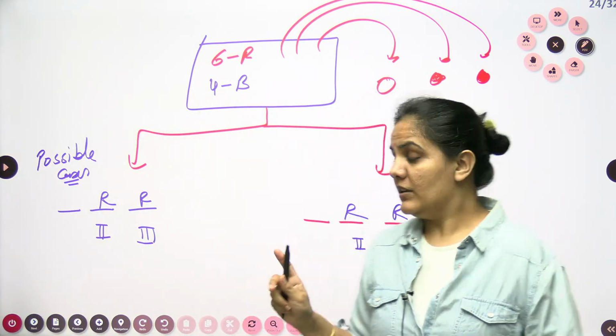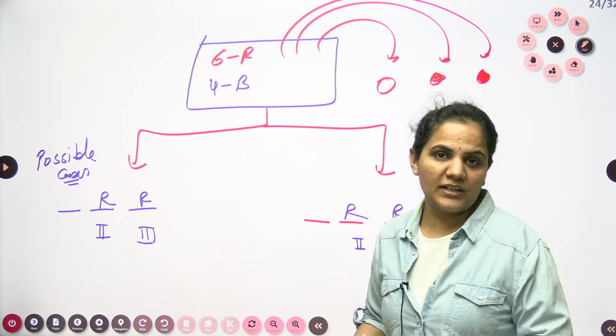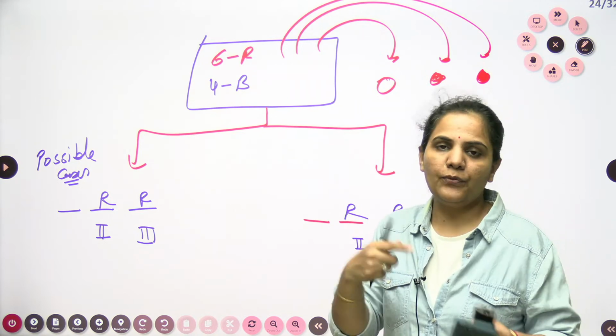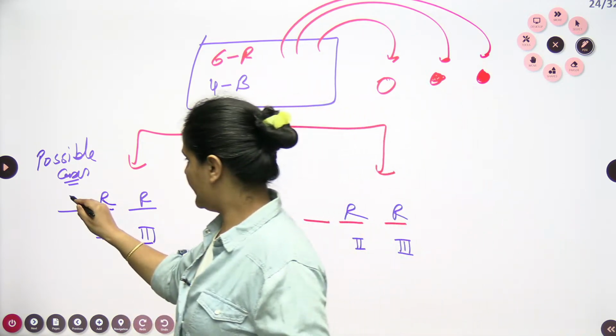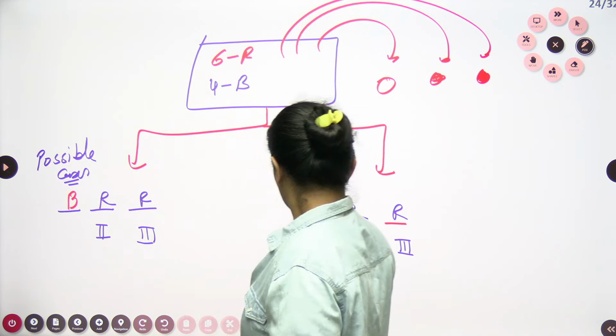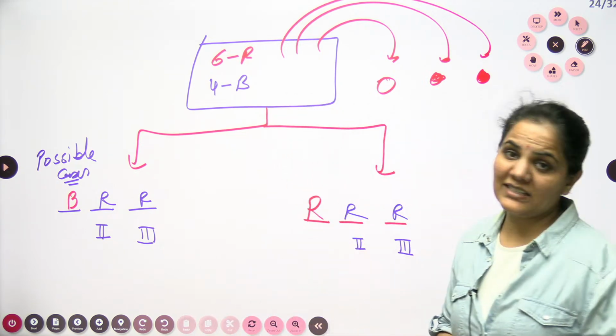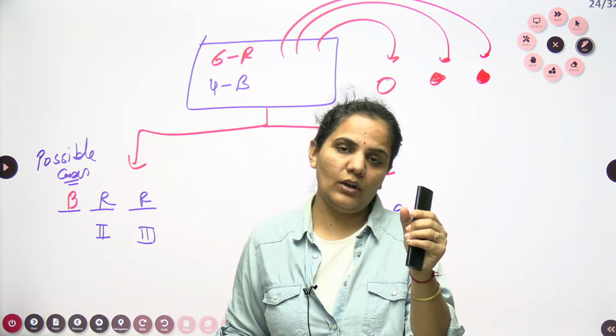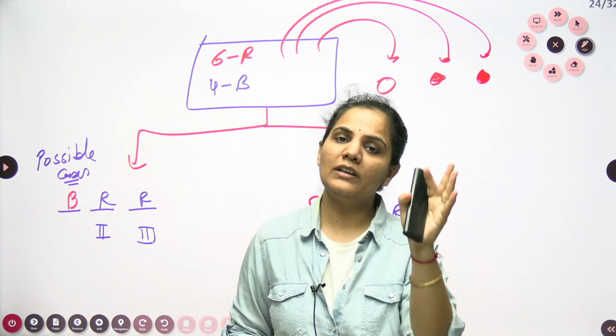Okay, now what about the first one? This is the important part here. The first one can be blue or the first one can be red. So here we can write down that the first one can be blue and the first one can be red, as it is not mentioned that on the first draw a red ball is not possible.